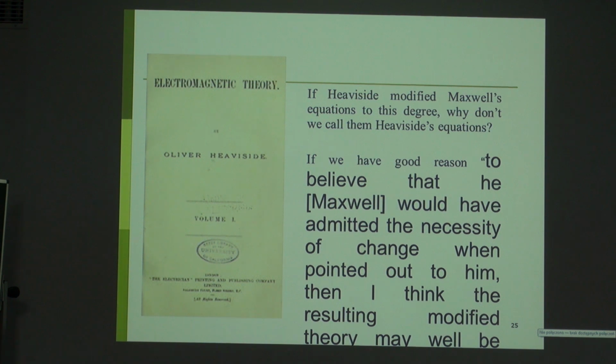So he wrote that if we have good reason to believe that Maxwell would have admitted the necessity of change when pointed out to him, then I think the resulting modified theory may well be called Maxwell's. So he called it Maxwell's, but himself.